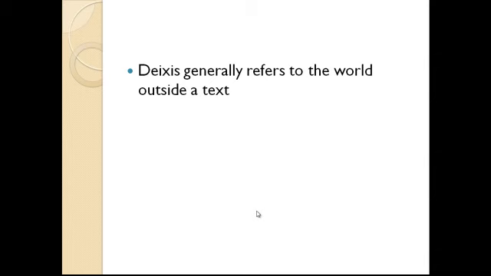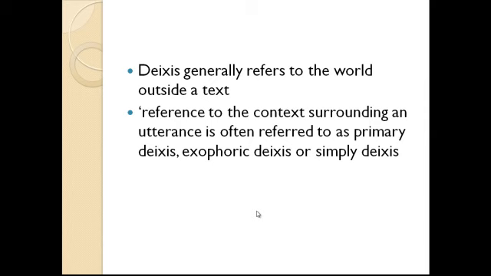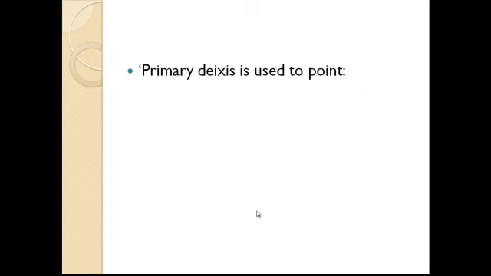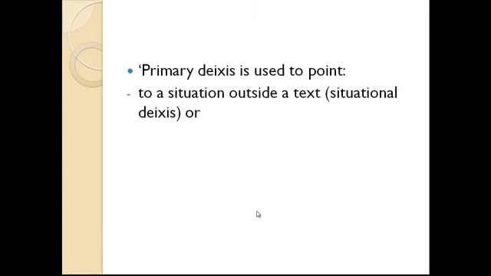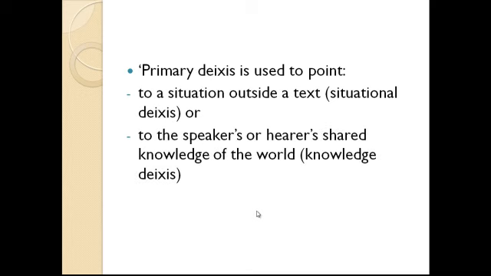The bottom line being that deictic expressions have something to do with pointing. So deixis generally refers to the world outside a text. Reference to the context surrounding an utterance is often referred to as primary deixis, or exophoric deixis, or simply deixis. Primary deixis is used to point to a situation outside a text, otherwise known as situational deixis, or to the speaker's or hearer's shared knowledge of the world, otherwise referred to as knowledge deixis.